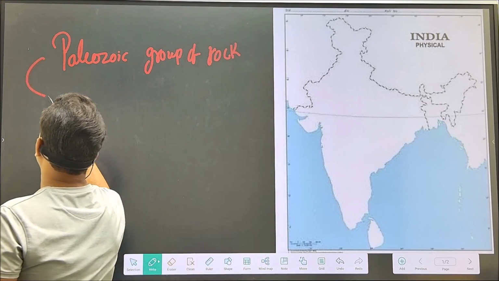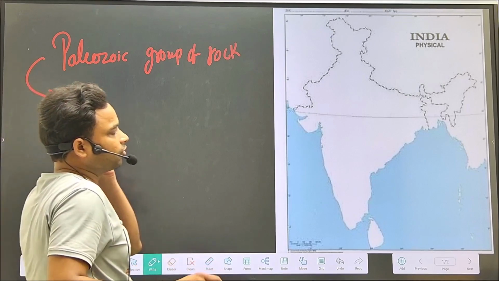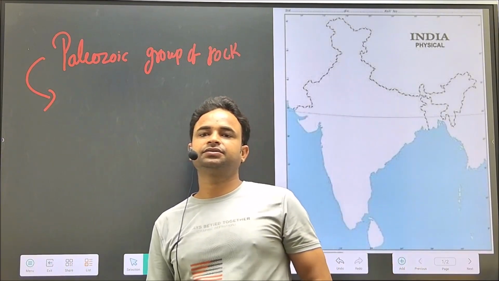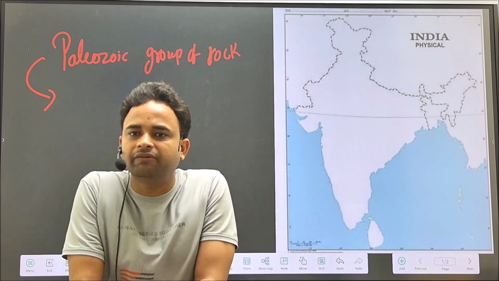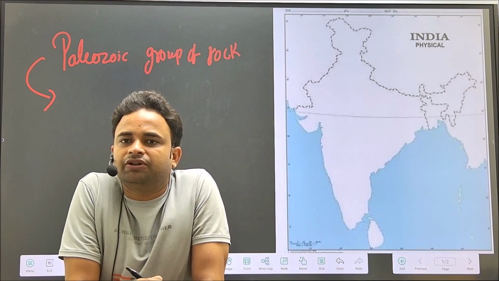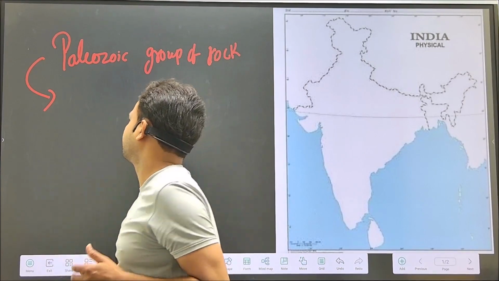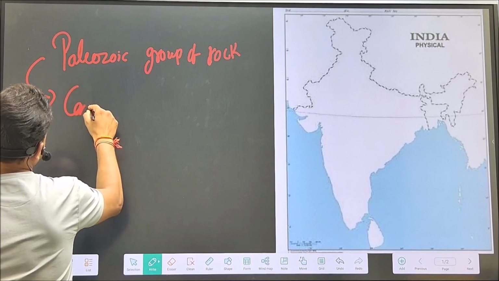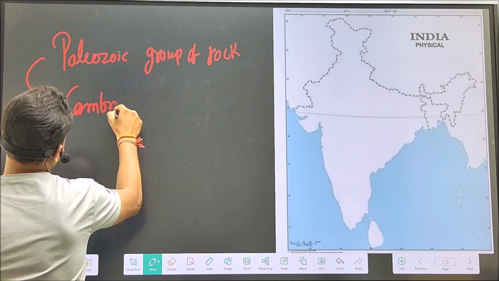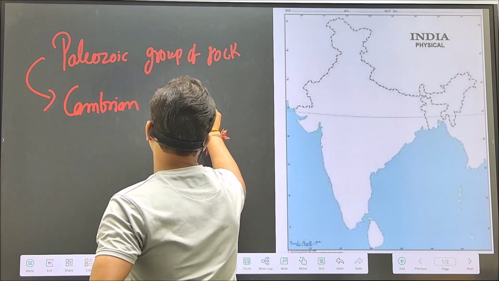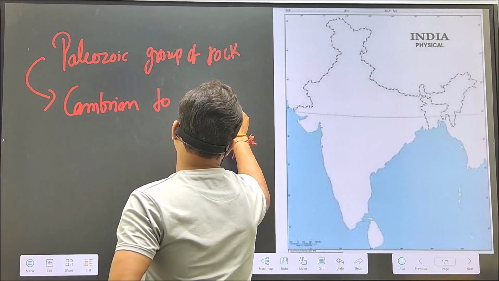See, when we talk about the Paleozoic group of rock, it consists of two categories. The first category is from Cambrian to Devonian, and the second category is from Carboniferous to Silurian. So first is Cambrian to Devonian.